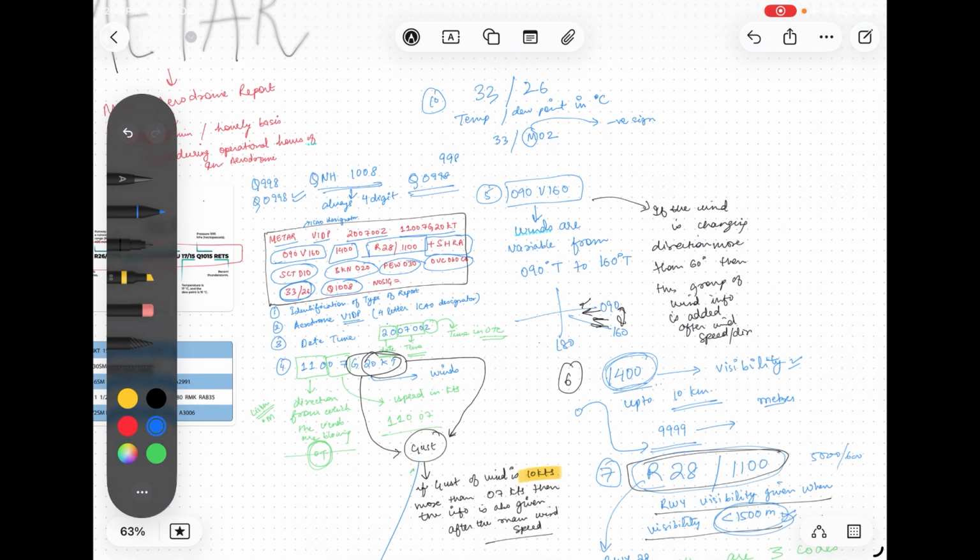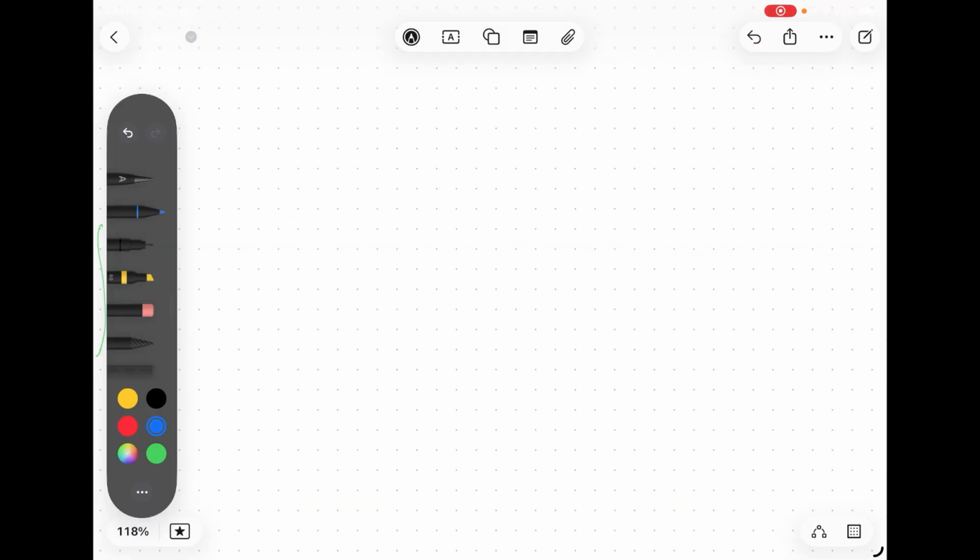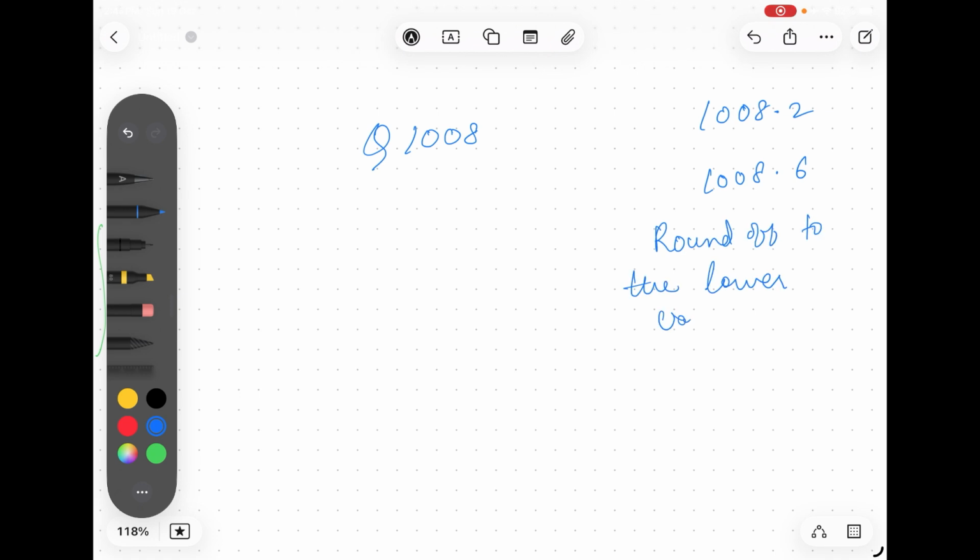Another question that can come in this one, I'll explain where it's not cluttered. When you write Q1008, sometimes they will give you the pressure of maybe 1008.2 or 1008.6. Always round it off to the lower value. Why? Because it's safer. This is the pressure, right? It's giving you where the aerodrome is as per the pressure, so the elevation and all of that. So it's a dangerous term.